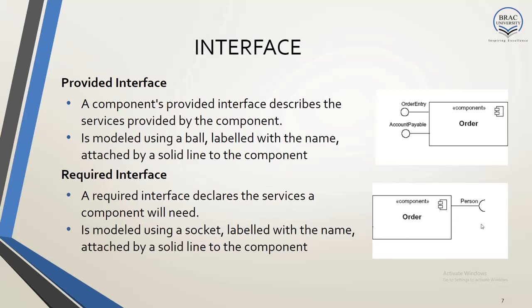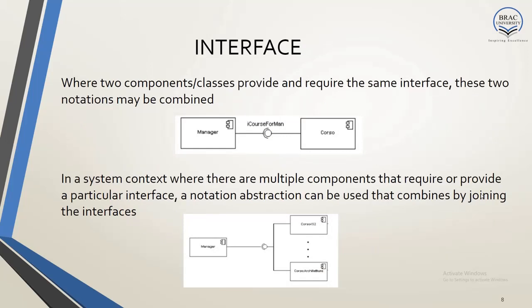It is labeled with a name and has a socket notation, this bracket-like notation, and the interface that it requires is labeled on top of it as well. So when two components or classes provide and require the same interface, then these two notations are combined. So basically when one component is providing an interface that another component requires, they are combined together, and the name of the interface is written on top, just to mean that they are providing and requiring the same interface.